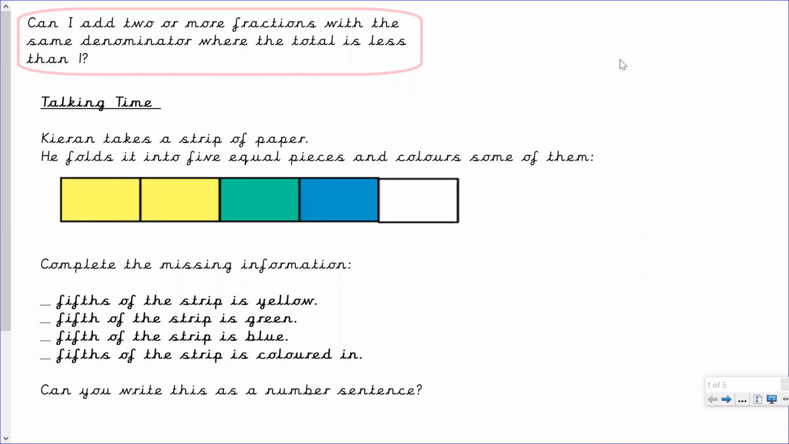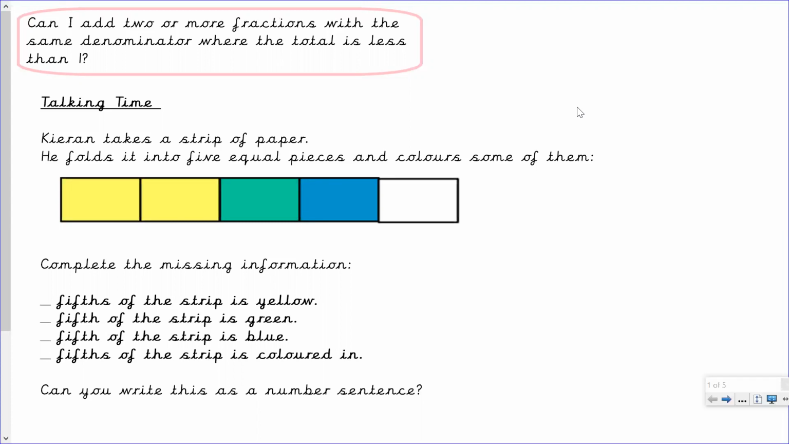Today's learning objective is, can I add two or more fractions with the same denominator where the total is less than 1? Let's start with our talking time. During our talking time, you can just say what I ask you to think about out loud, or if it helps you, you can write it on a scrap piece of paper. But what we do in talking time, I don't need you to upload onto Tapestry unless you really want to.